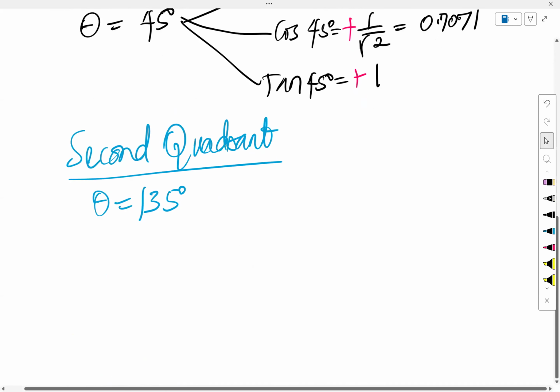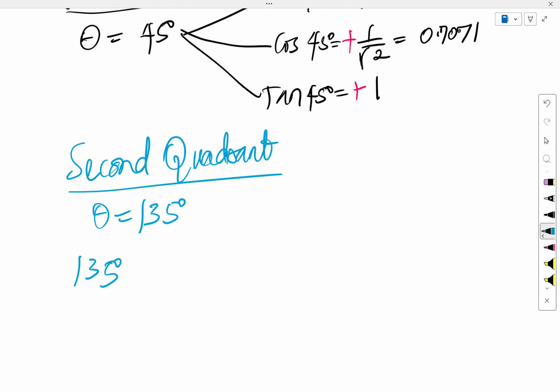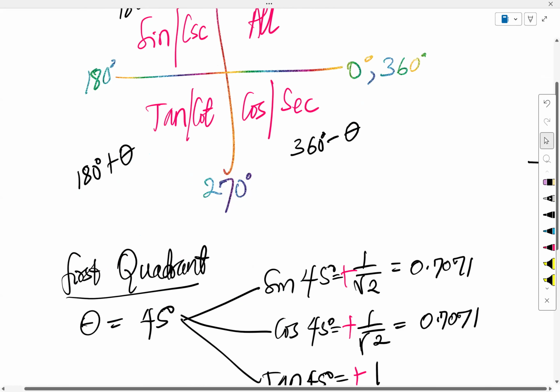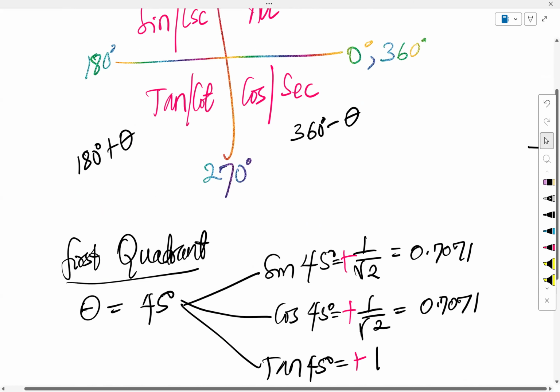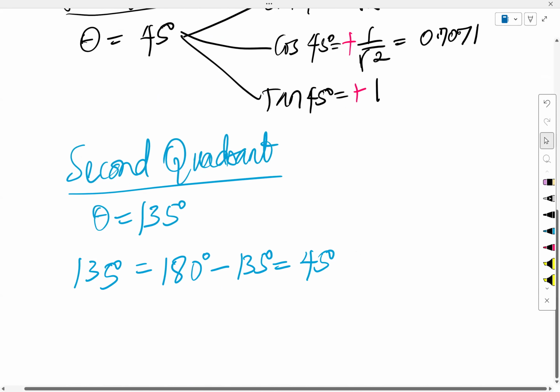All you need to understand is that 135 degrees is the same thing as 180 degrees minus 135 degrees, which gives you 45 degrees in the first quadrant. Now that you have 45 degrees in the first quadrant, don't forget you're still dealing with something in the second quadrant, except that now you have a corresponding angle in the first quadrant that can help you easily do whatever you have to do with it.